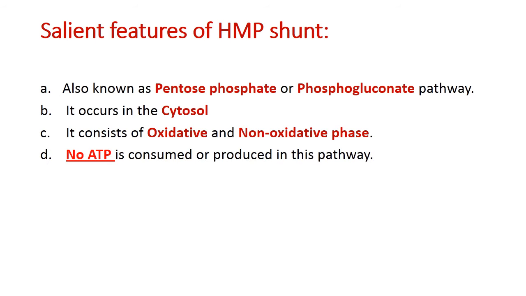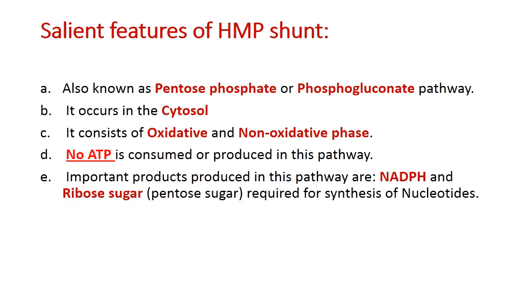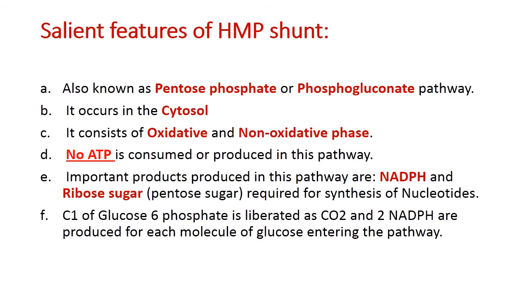No ATP is consumed or produced in this pathway. This is a remarkable feature where the sugar is metabolized, yet no ATP is produced or required for the metabolizing of the carbohydrates. Important products produced in this pathway are NADPH and ribose, which is a pentose sugar with an aldose functional group that is required for the synthesis of the nucleotides.